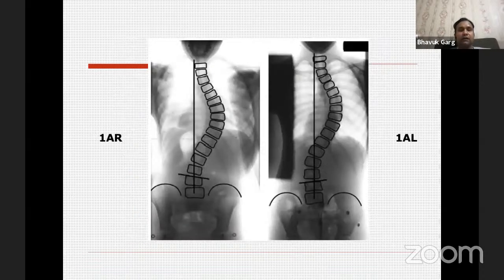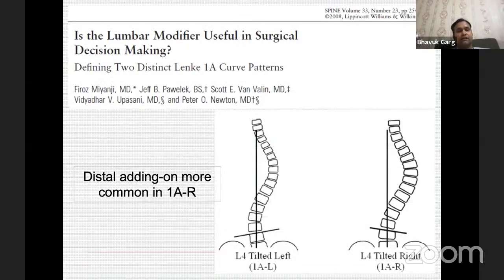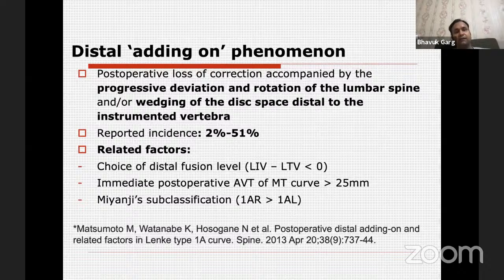So it is very important to recognize the 1AR and 1AL curves, especially when we talk about Lenke 1. It depends upon whether L4 is tilted towards the right side or the left side. Distal adding-on is more common if you fuse short in 1AR. So this is very important to recognize. Distal adding-on phenomenon is basically when the distal curve worsens after the post-op period. It depends upon the choice of the distal fusion levels, if the LIV and the last substantially touched vertebra are not the same, if the immediate post-operative apical vertebral translation is more than 25 mm, and we follow the Miyanji classification, that is the 1AR and the 1AL.